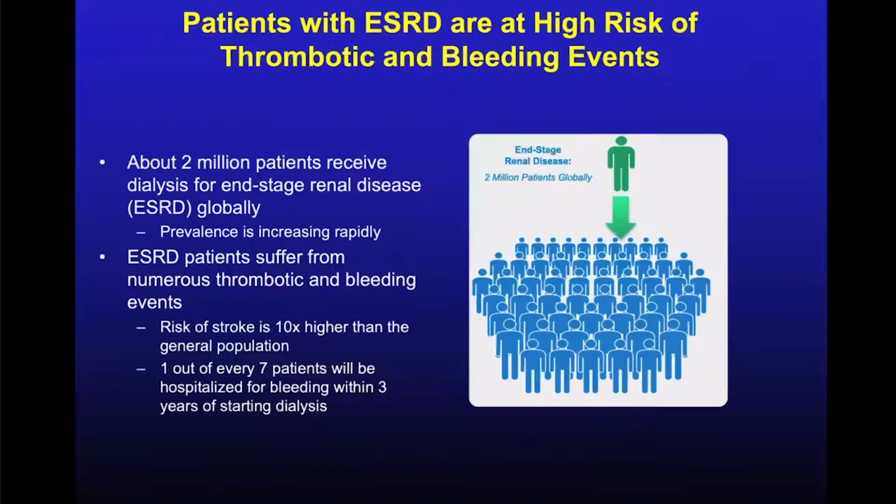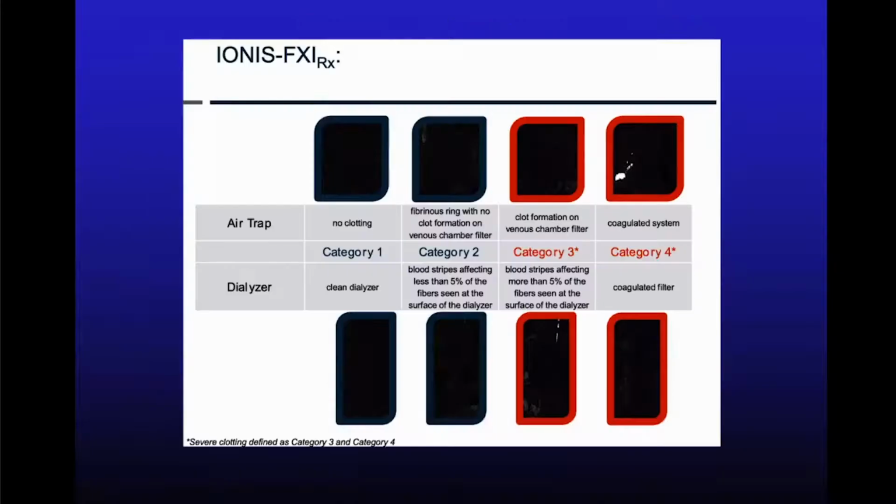This particular compound went on to be investigated in patients with end-stage renal disease. And here it basically makes the point that this is not a rare disease. There are about 2 million individuals on a global level that actually need to undergo dialysis on a weekly basis. Next to that, they have a very high risk of stroke and cardiovascular events.